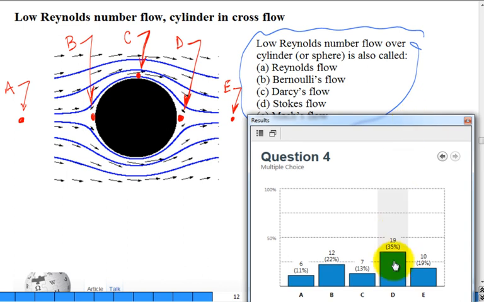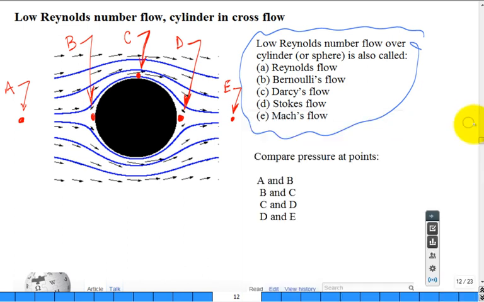Well, it's Stokes flow. It's just a name. An early person who investigated it, and they honor him with his name attached to it.